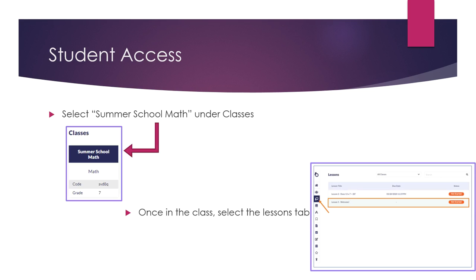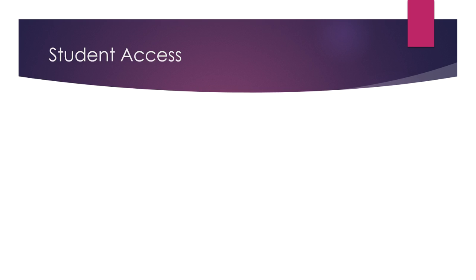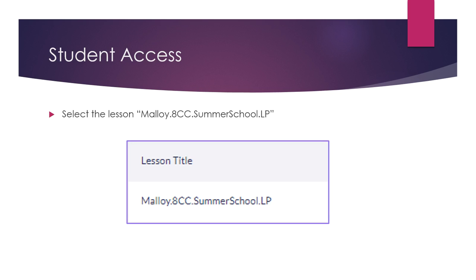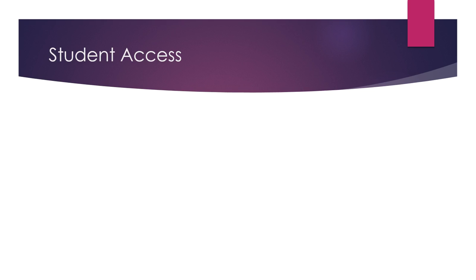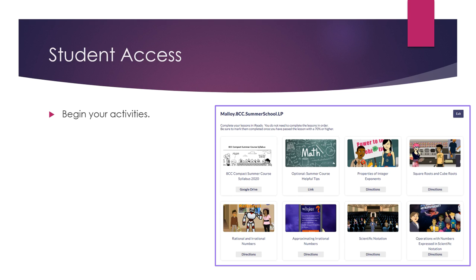So once you're in that class, you're going to go to the left-hand column and you're going to select the Lesson tab, which is the third tab down. Once you're in the Lesson tab, you'll notice that it has a new lesson for you there titled malloy.hcc.summerschool.lp. And you'll want to click on this link to be brought to our lesson plan for the summer. So when you click on that tab, it'll bring you to a page that has a whole bunch of tiles on it, and this is where you're going to begin to log your activity.